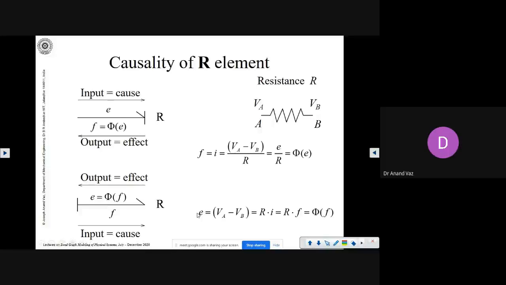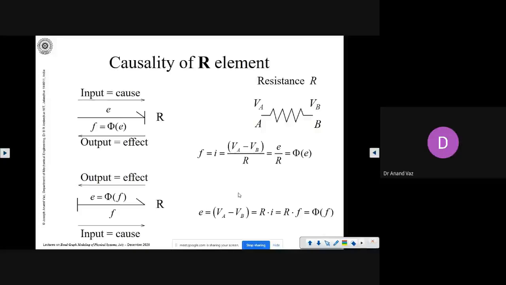Now in simple cases like this, it is possible for us to take R in any causality pattern, either like this or like this, depending upon whether you are imposing an effort across it or imposing a flow through it. In this case, you are imposing an effort across it, and in this case, you are forcing a current through it. So this is the causality for an R element.